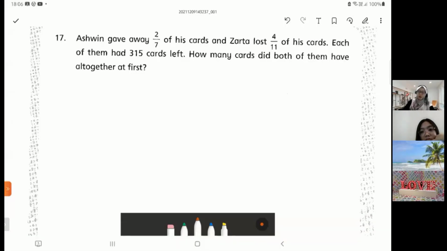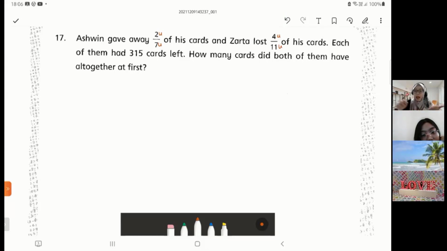Okay, Ashwin gave away 2/7 of his cards and Zarta lost 4/11 of his cards. You see that they are fractions, right? I do not like to solve questions with fractions. I like it when the fractions are converted into units, which means they are in simplest form. So this is 2 units, 7 units, 4 units, 11 units. You must understand, fractions and units, they are the same. They are interrelated. Fraction, ratio, units, they are friends.